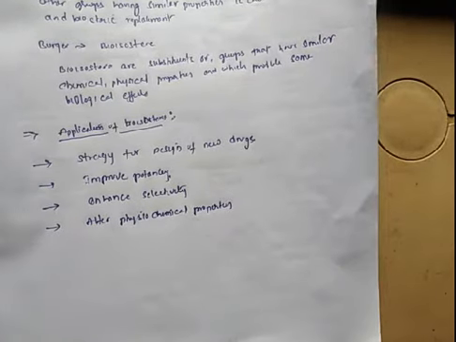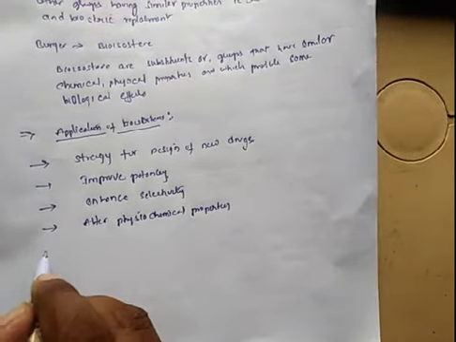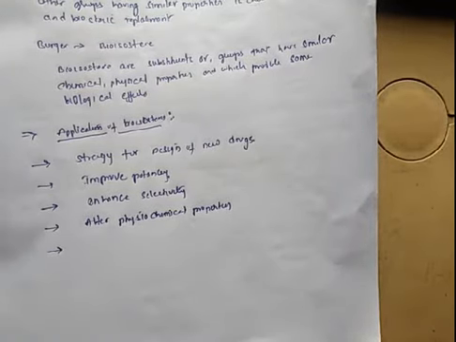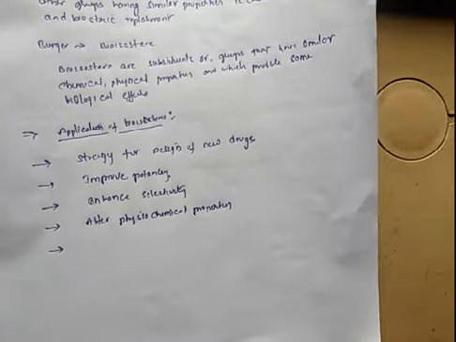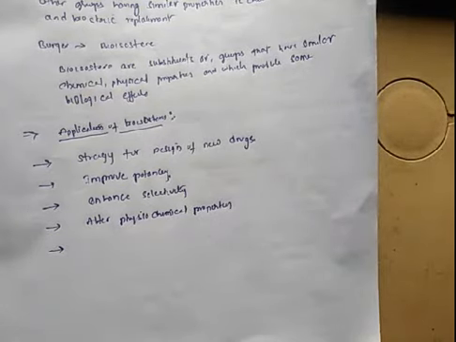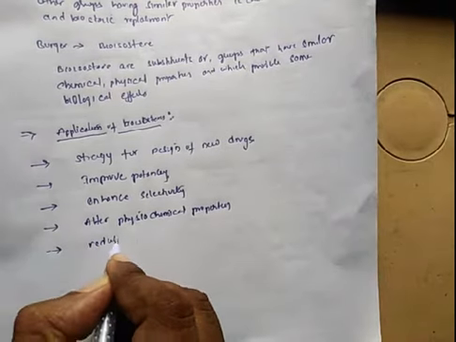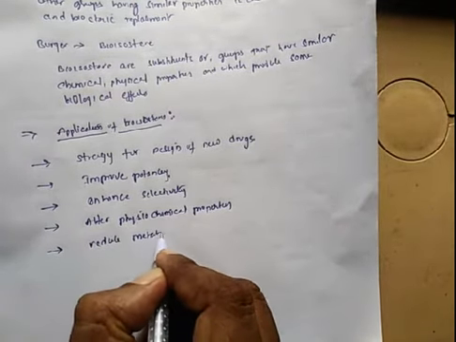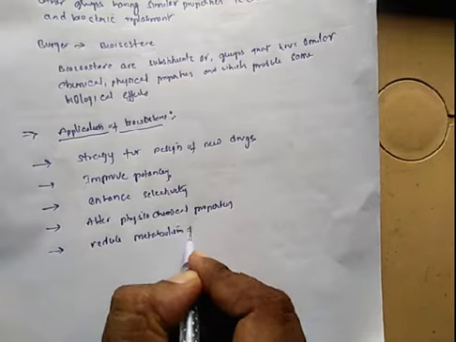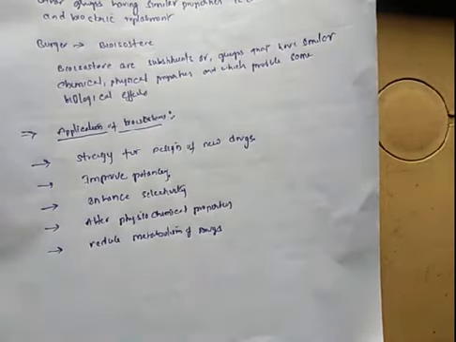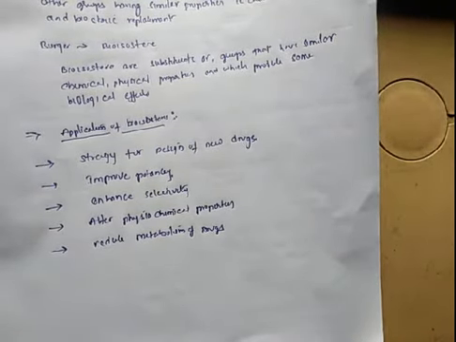So we can reduce or redirect the metabolism. Most of the drugs undergo metabolism. If the drugs undergo metabolism, the amount of drug availability, the bioavailability of the drug in our body, decreases due to metabolism. So we can reduce the metabolic rate of drugs.